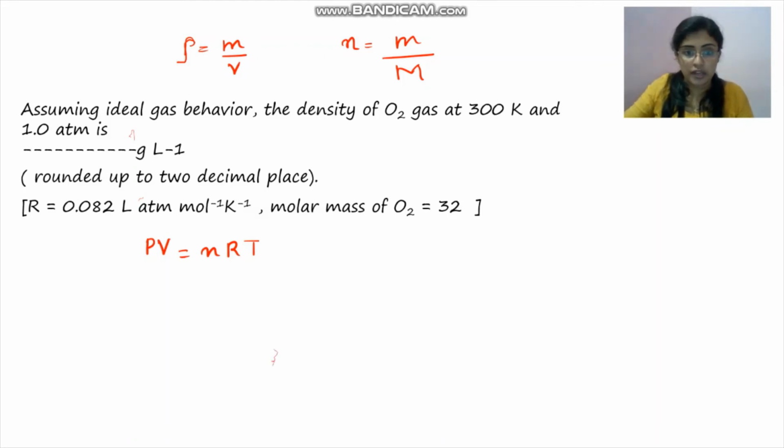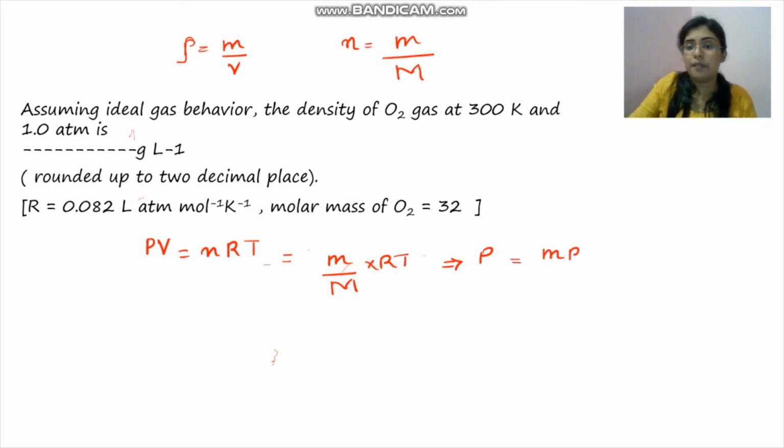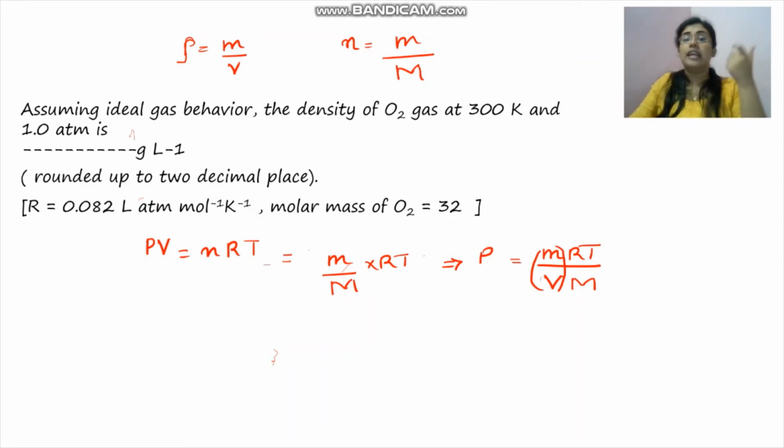Now coming back to our equation. Here, instead of the number of moles, I'm substituting mass by molar mass, with RT as such. Then I can take my V to the other side, which implies P = MRT by V, with the molar mass in the denominator. The m by V that I got when I took V to the right side becomes my density. So I can say P = rho RT by M.